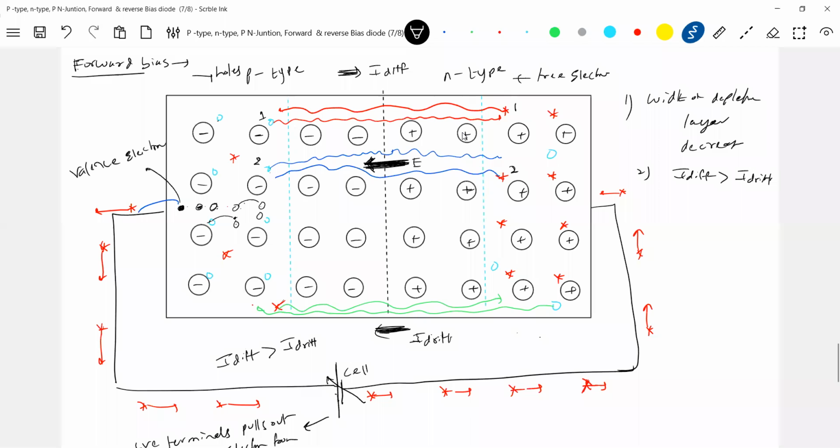Now, let's see, making and breaking of covalent bonds will take place here. Here also the covalent bonds will break up, and due to that minority carriers are generated, and the diffusion current will flow. As the width of the depletion layer decreases, what happens to the number of covalent bonds breaking up? That will decrease. So gradually the drift current will decrease here.